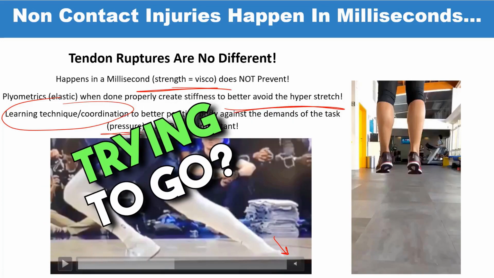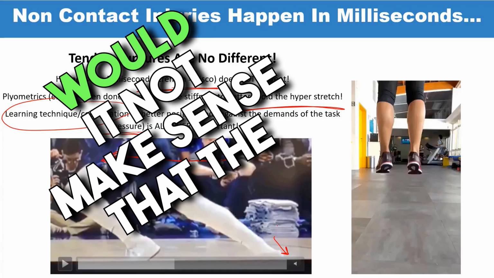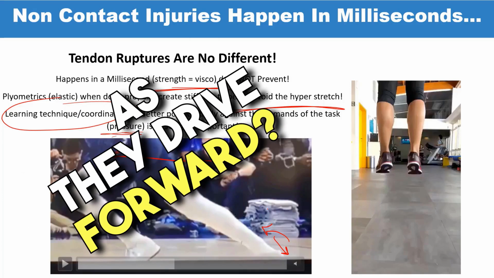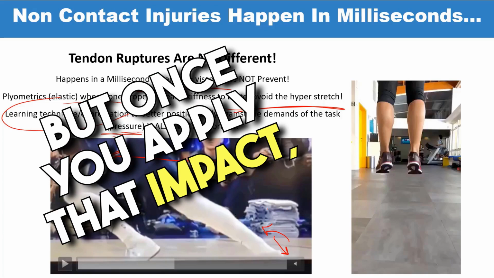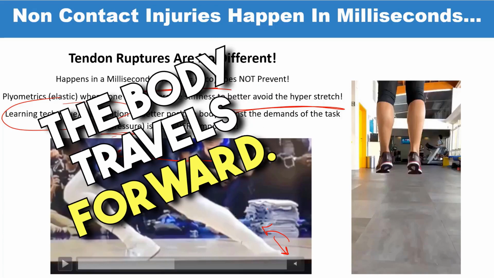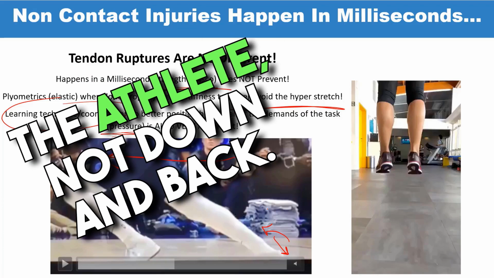Where is the athlete trying to go? They're trying to move forward. Would it not make sense that the heel should be lifting up as they drive forward? Your impact is down and back, but once you apply that impact, that heel should remain still. And again, the body travels forward, so you should see that heel lifting and moving forward with the athlete, not down and back.